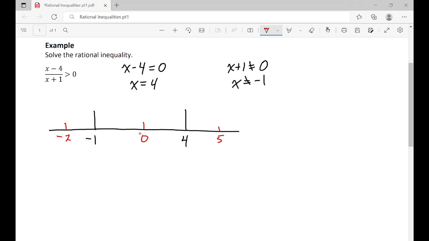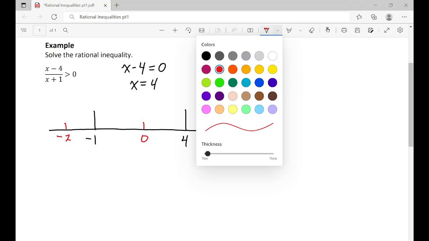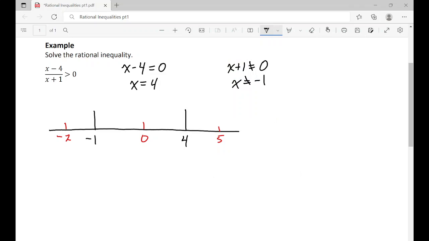Now I'm going to take each one of these in red and plug it back into the inequality and see if it is true or not. If it's true, then it's a solution. If it's false, I throw it away. So I'm going to do negative 2 first. Negative 2 minus 4 over negative 2 plus 1. That's going to give us negative 6 over negative 1, which is going to be positive 6.